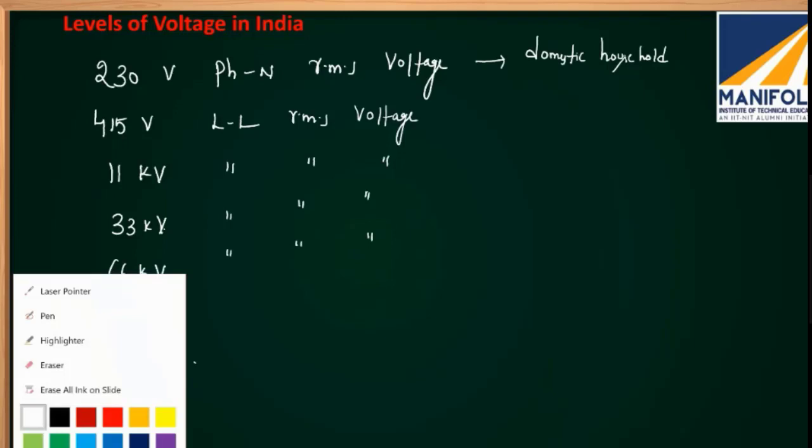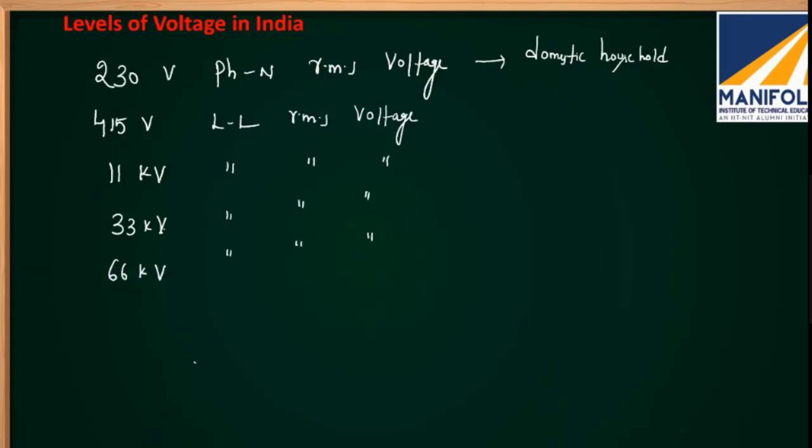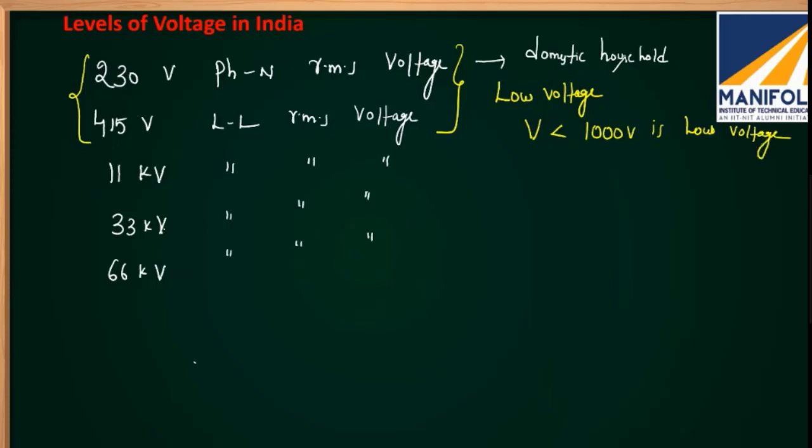Now, these two voltages, that is 230 and 415, are called low voltage. According to IEEE, any voltage less than 1000 volts is low voltage. Now these three voltages are classified as high voltages. Understand?